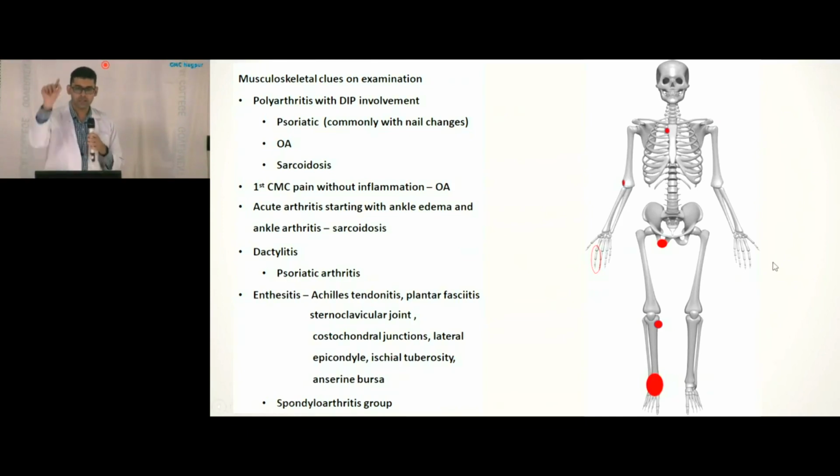So polyarthritis, especially with distal interphalangeal joint involvement: psoriatic more common, then psoriatic, OA and sarcoid. First CMC joint involvement: osteoarthritis, especially familial osteoarthritis, common as compared to others. Acute arthritis with ankle edema: sarcoidosis. Dactylitis, the entire digit is getting swollen, whether in the upper limb or lower limb, the clue should be psoriatic arthritis. See, whenever you have plaque-like psoriasis and joint involvement, the diagnosis becomes very clear.